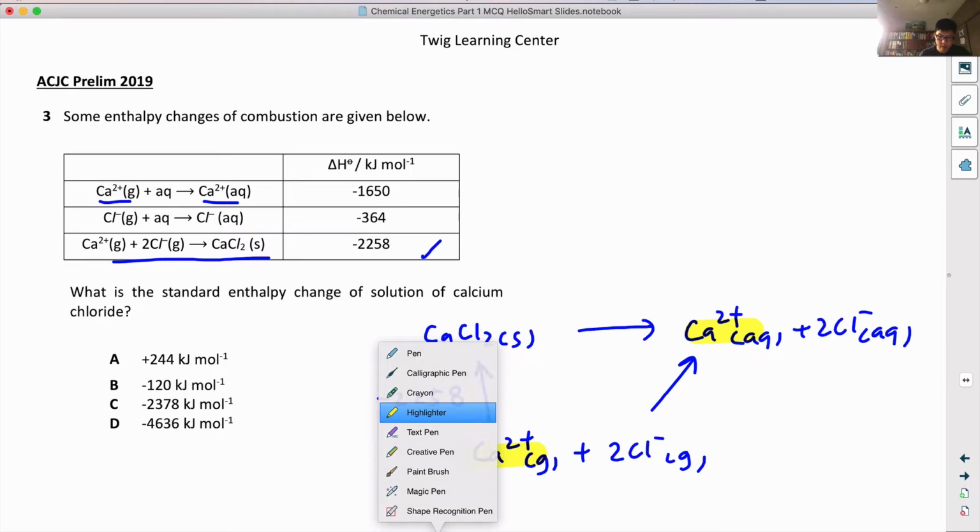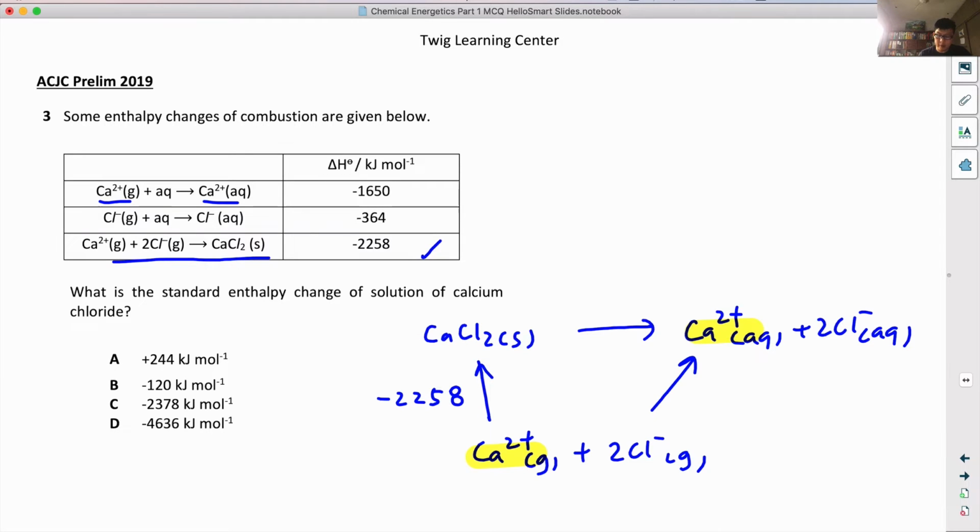The value will be minus 1650. But at the same time, if you notice, you also have Cl- gaseous becoming Cl- aqueous, but now it's times 2, which is this one here. Cl- gaseous to Cl- aqueous, but don't forget to multiply by 2.